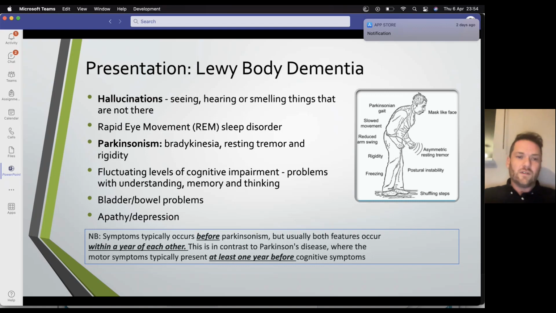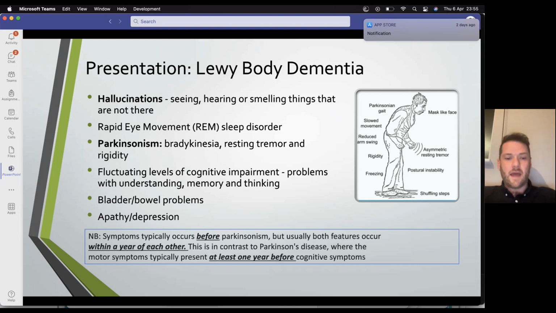So that's a classic picture of Lewy body dementia. You're having these hallucinations and features of Parkinsonism. There can also be issues with bladder and bowel. And like any form of dementia, there can be issues with apathy and depression.